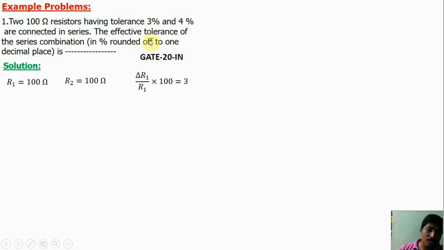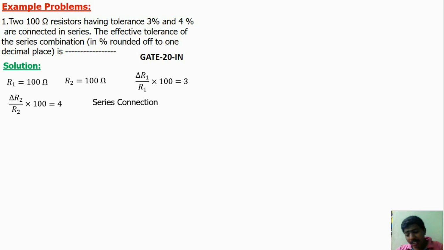Percentage means ∂R1/R1 into 100 is given. ∂R1 is not given. ∂R1 means a value, but here a percentage is given. So we take ∂R1/R1 into 100 is equal to 3. Here 4% is given, so ∂R2/R2 into 100 is equal to 4. If the value were directly given, that would be ∂R1, but here the value is not directly given. It is given in percentage.